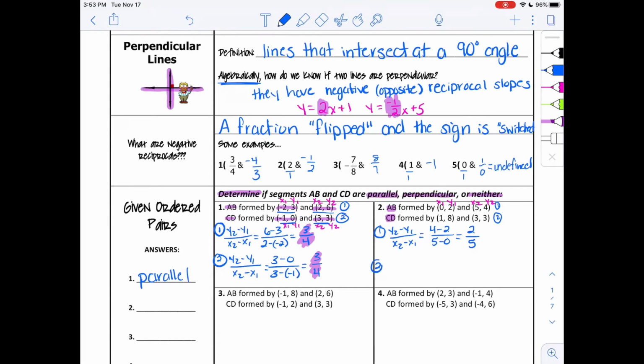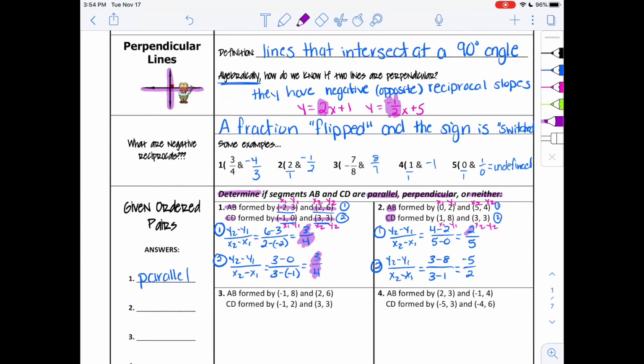My second line, I'm going to do the same thing. I'm going to calculate the slope using my slope formula, y2 minus y1 over x2 minus x1. I'm going to label my points x1, y1, x2, y2, and plug them into my formula. So it'll be 3 minus 8 over 3 minus 1. 3 minus 8 is negative 5, and 3 minus 1 is 2.